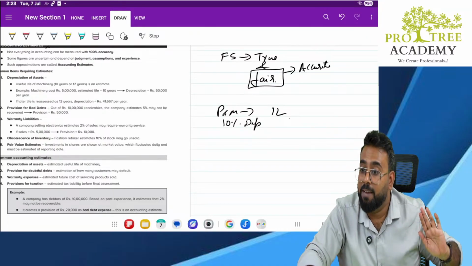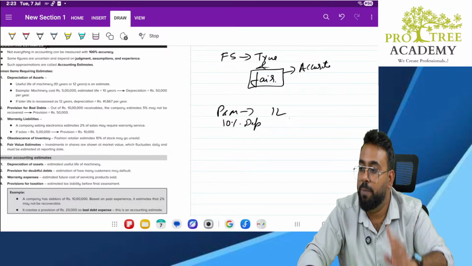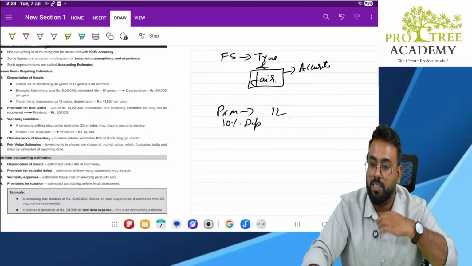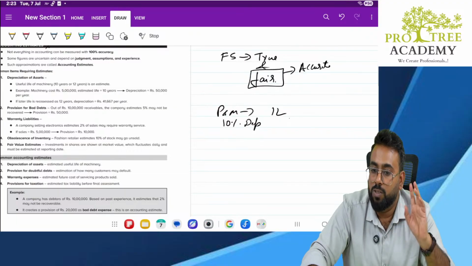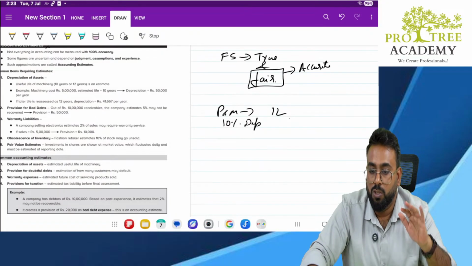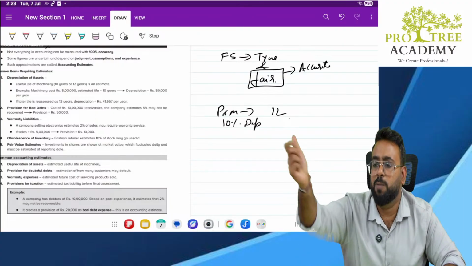Correct or no? There can be fairness. It can be fair, but it can never be accurate. Understanding? So that is why we say financial statements are true and fair and never use the word true and accurate. Clear? Yes. So like this, depreciation is one such example. There are many examples like this.